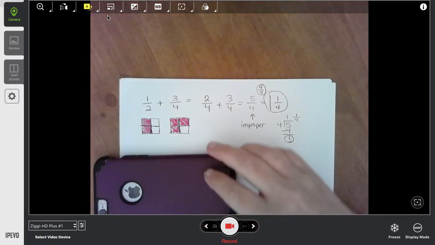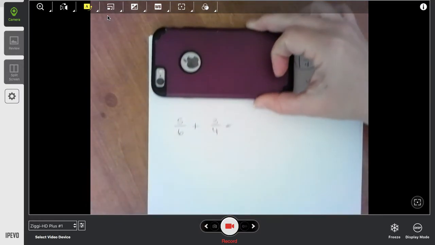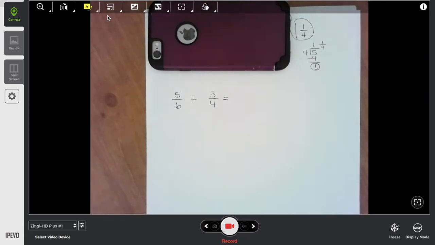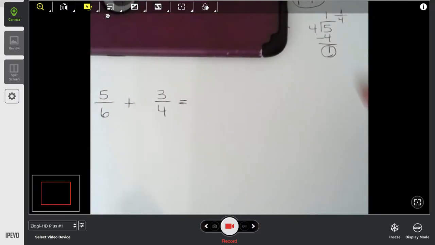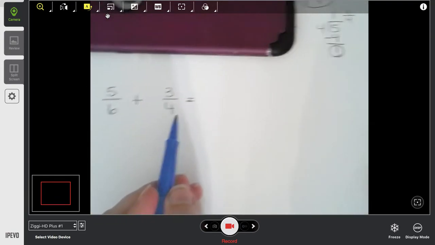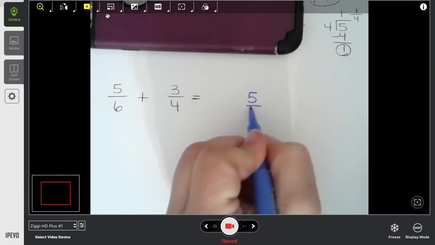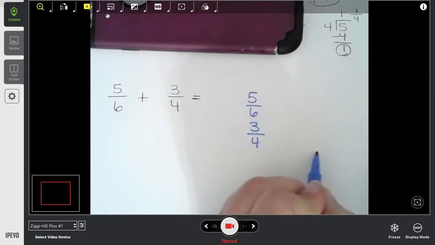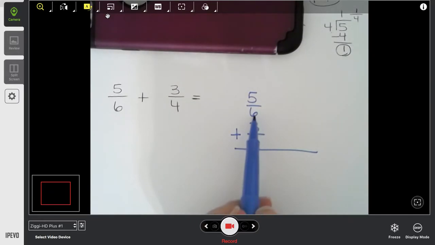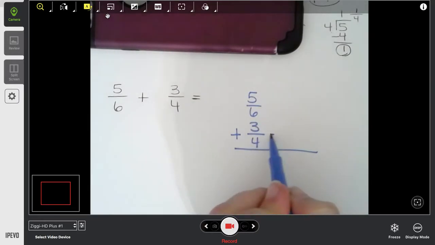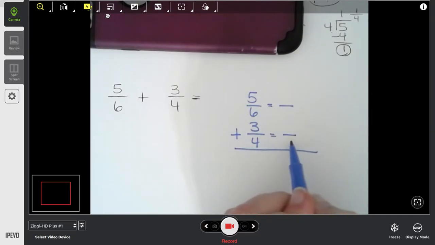All right, let's see what we do when we don't have the model in front of us. All right, here's our next one. 5/6 plus 3/4. Okay, the first thing we want to do is find that common denominator. And as I've said over and over again, I don't always write mine horizontally. I change it so that they're vertical. It makes it much easier for me to not make mistakes and to keep my problem lined up if I write it vertically. All right, so now that I see the denominators are different, I know I'm going to be changing these fractions to make the same denominator.